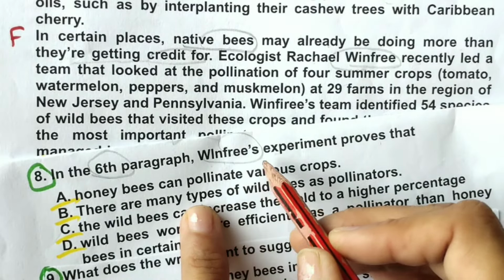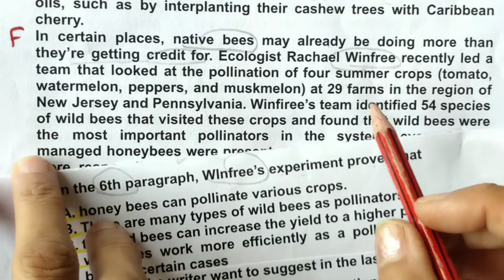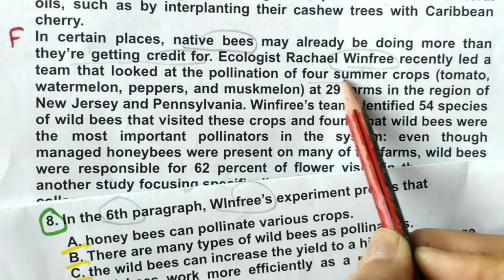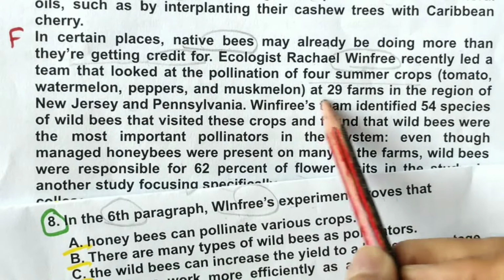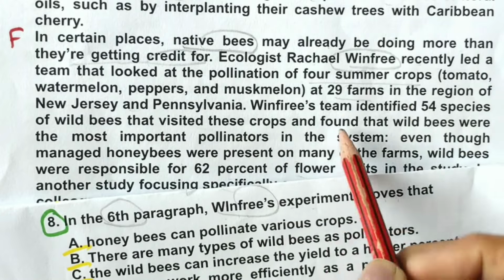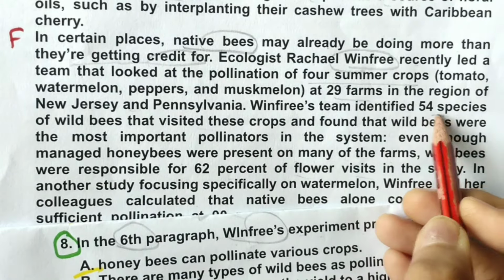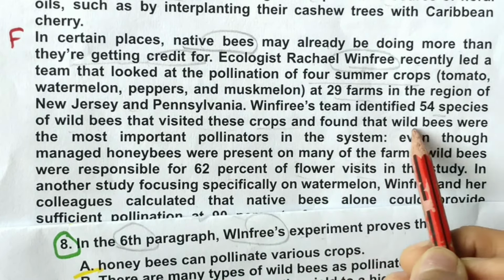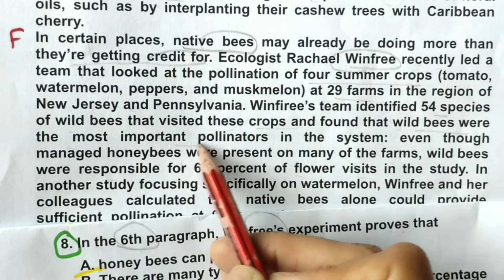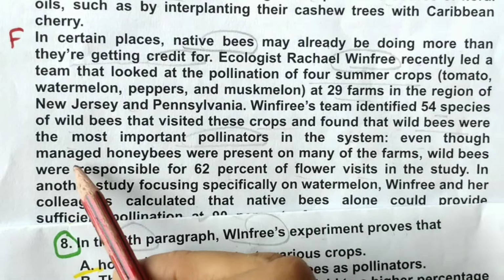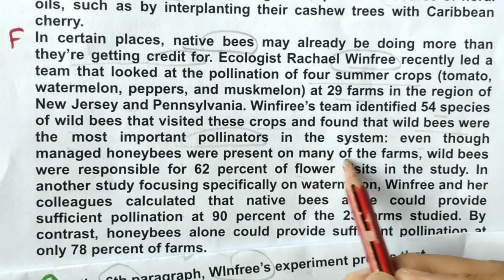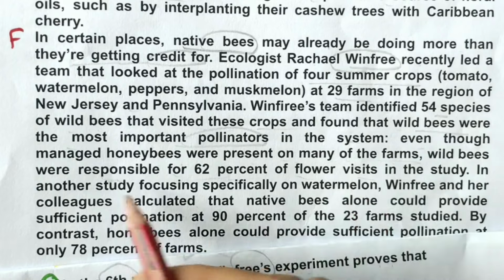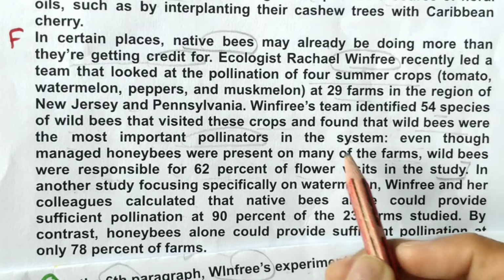This Winfrey's experiment proves that, what she had proved that, recently led a team that looked at the pollination of 4 summer crops, okay, tomato and all, at 25 farms in the region. Winfrey's team identified 54 species of wild bees that visited these crops and found wild bees were the most important pollinators in the system, even though managed honeybees were present on many of the farms. In another study, okay, till here we have to find the answer.